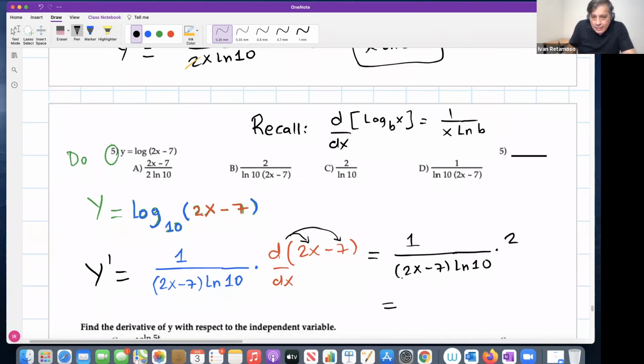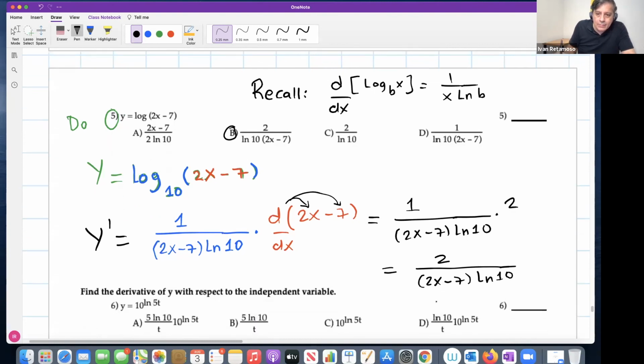Notice I cannot cancel this 2 with this 2 anymore. This is a binomial. So 2 over 2x minus 7 times natural log of 10. Yeah, and this, very good, guys, for number 5, is this guy. Excellent. Notice that they put the natural log up front and this at the end. Very common, I explained. It's just the way mathematicians write stuff: the simple stuff first, the complicated stuff at the end.